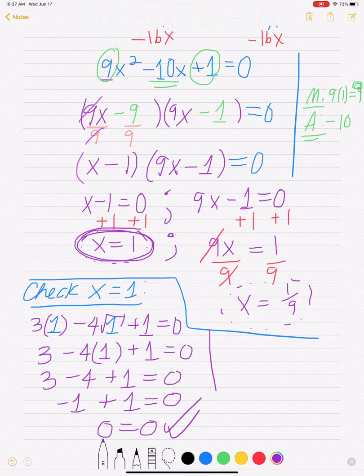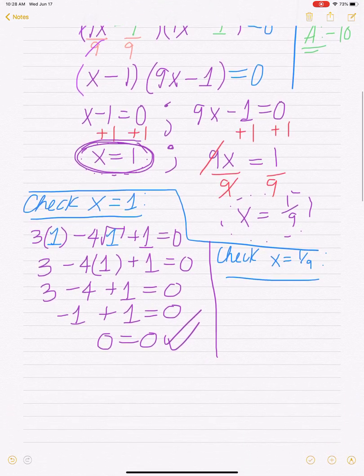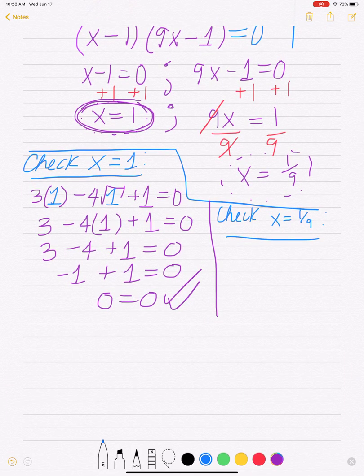Let's check the other one, 1/9. Check. x equals 1/9. So I'm not going to go back and look at the original equation. I have the template here. The template is 3 times blank minus 4 square root of blank plus 1 equals 0. I have the template there from the other checking case where I checked 1. So this time we're going to plug in 1/9. 1 over 9, 1 over 9.